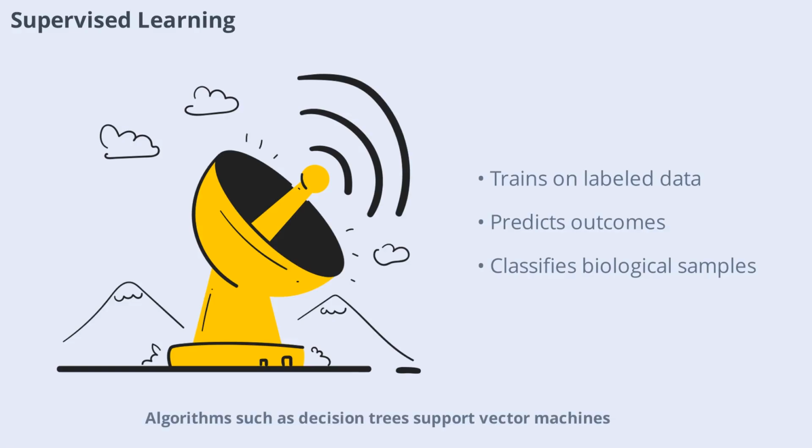Algorithms such as decision trees, support vector machines, and neural networks are commonly applied. These models learn from examples and can generalize to new data. Supervised learning is a powerful approach for extracting actionable insights from biological datasets.